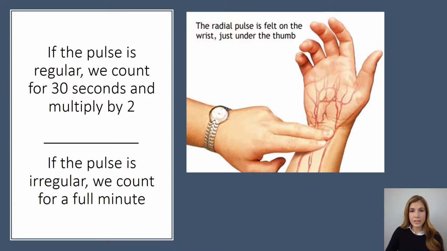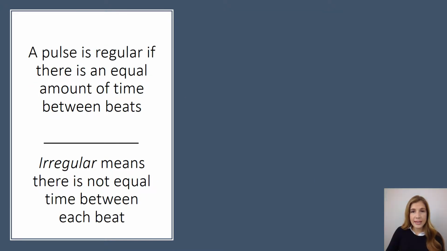Then, because heart rate or pulse rate is always reported in beats per minute, you would then multiply the number that you obtained in 30 seconds by 2. If the pulse is irregular, however, then you must count for 1 full minute. Then, of course, we would not multiply the final number that we obtained by 2 because it's already being reported in beats per minute. So here's an example of what I mean. Once again, if a pulse is regular, you simply count for 30 seconds and multiply by 2. If it is irregular, then you must count for 1 full minute, and then you would not multiply by 2.